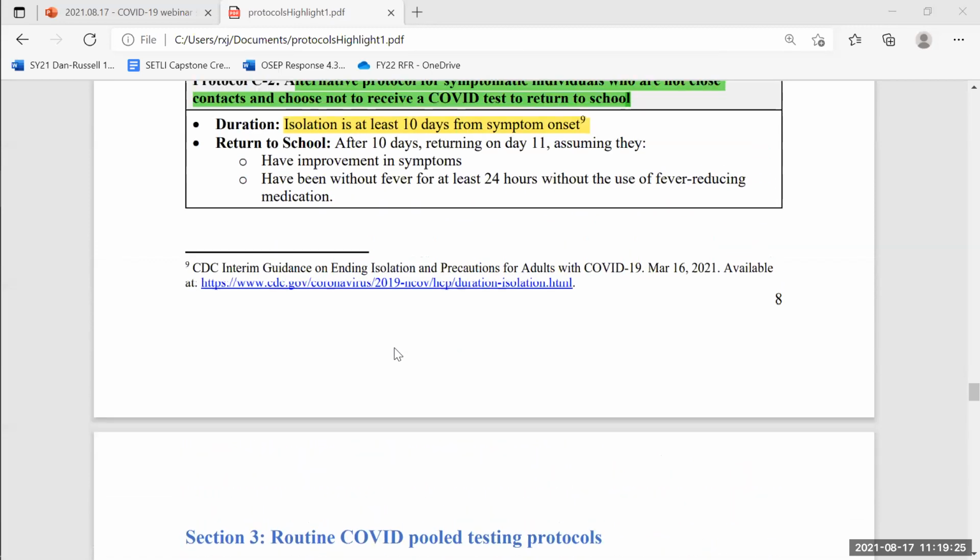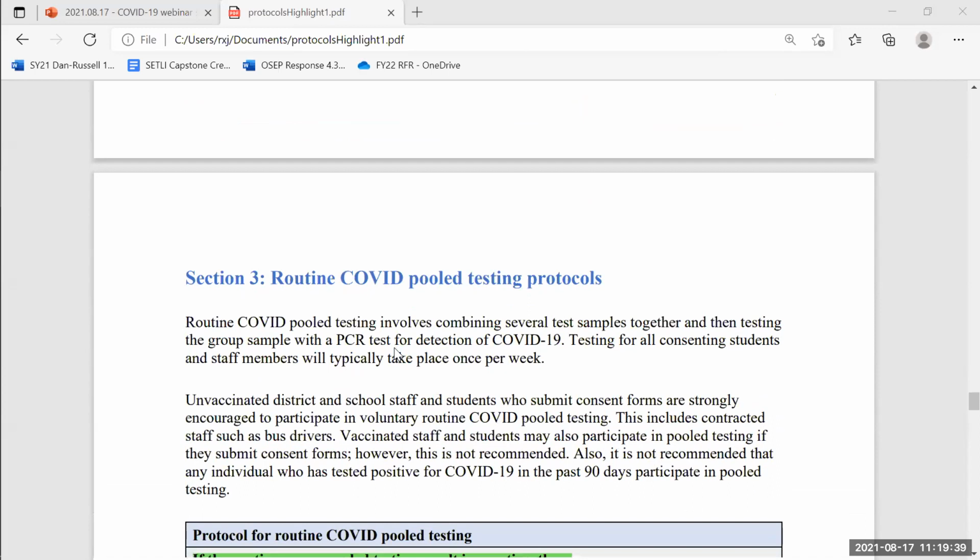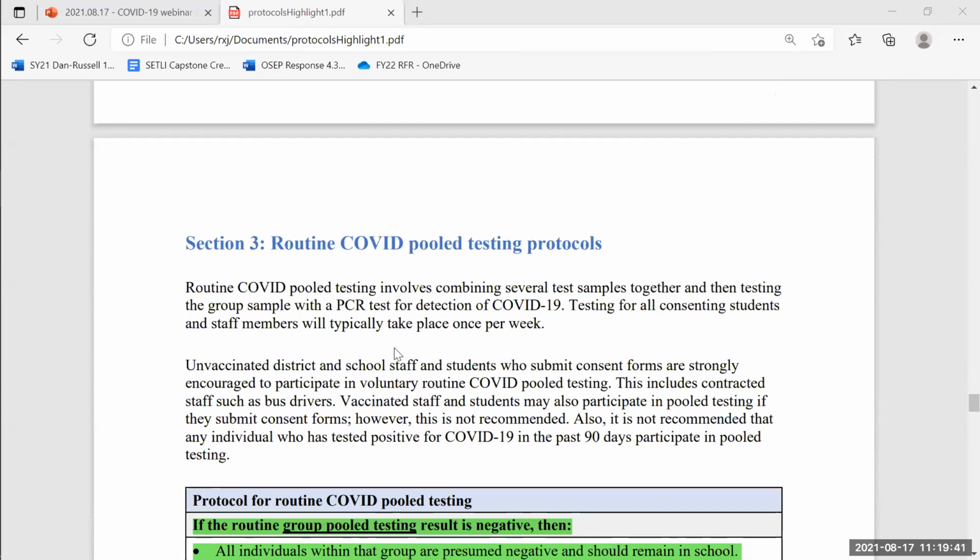So, I hope that's helpful when we think about a lot of these different scenarios around if you're exposed or if you have symptoms. And again, building on some new information, but also keeping and confirming a lot of what we knew from the past. So again, I hope that's helpful to you.